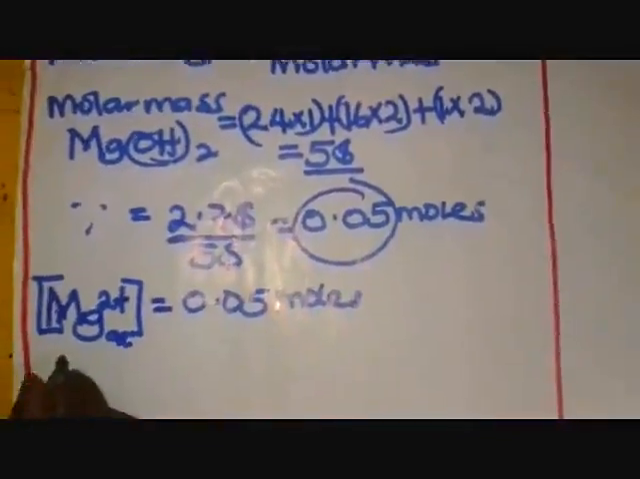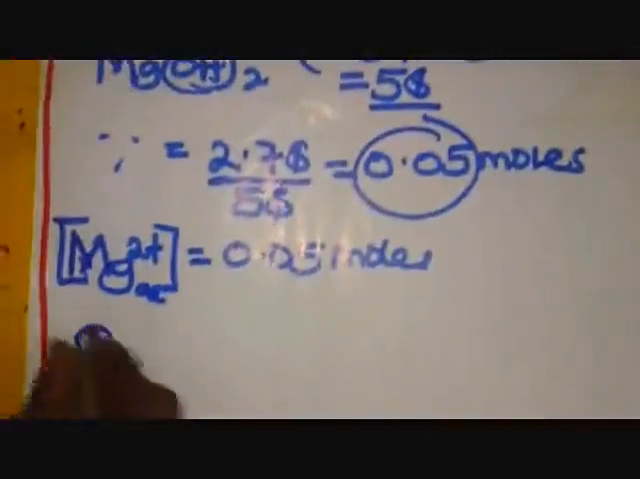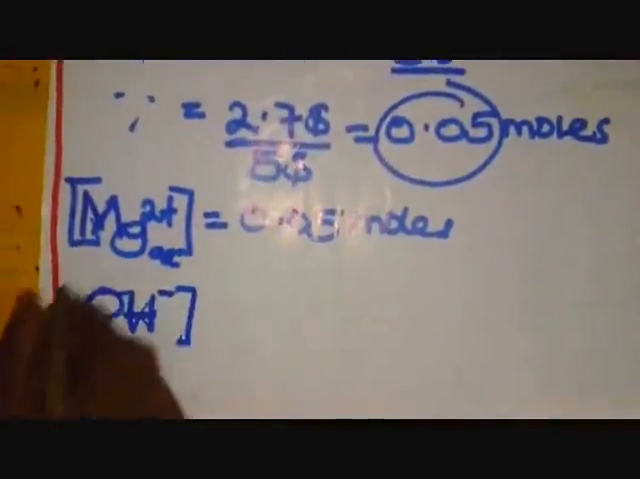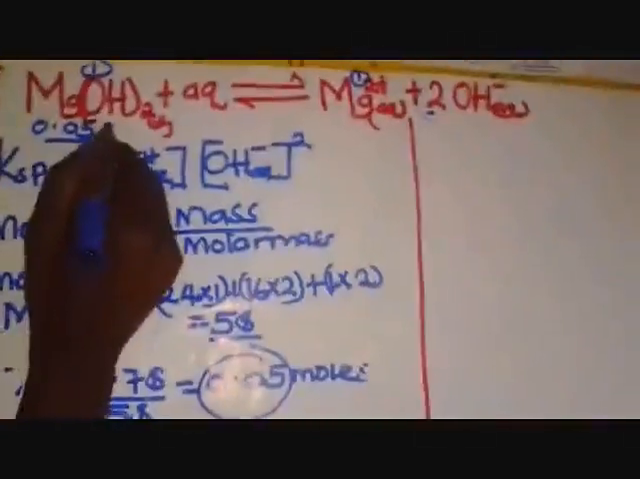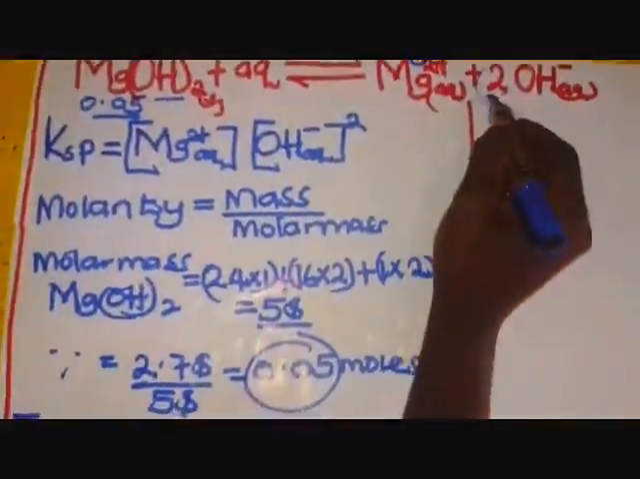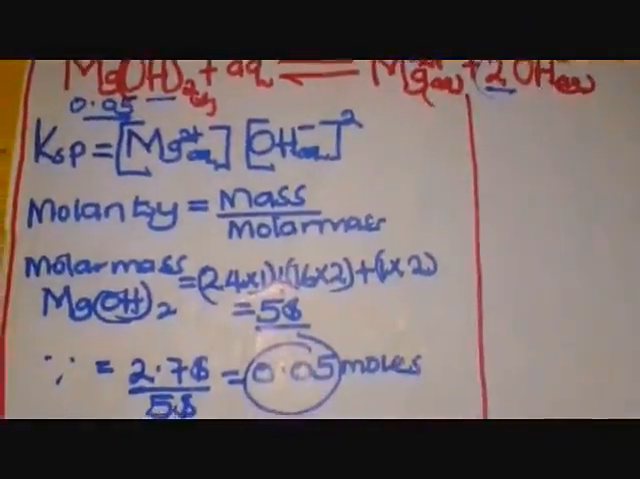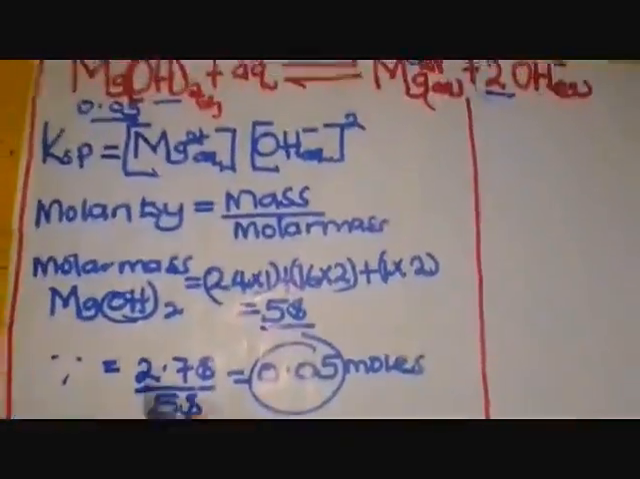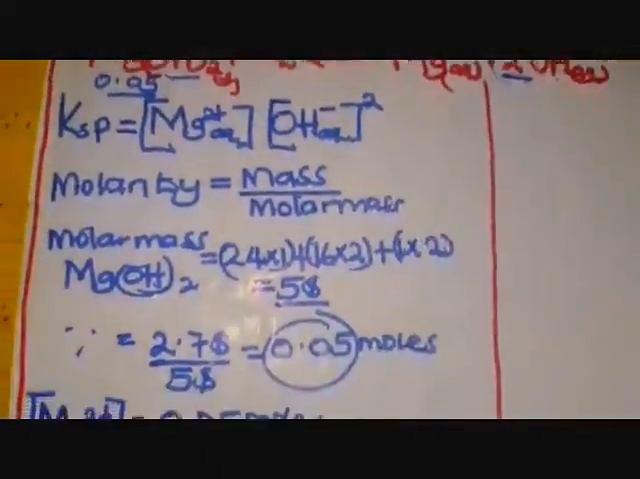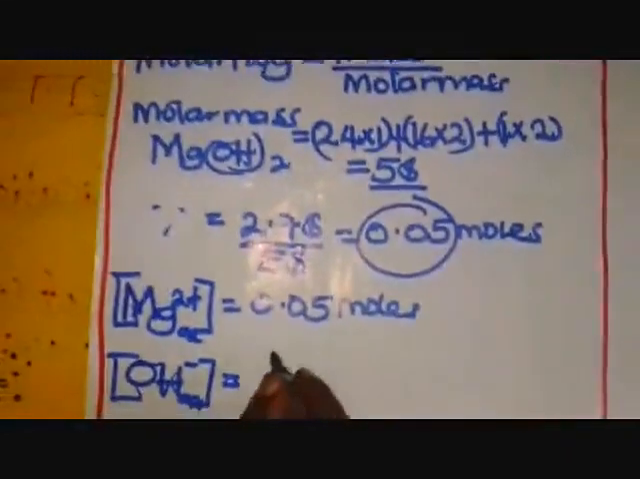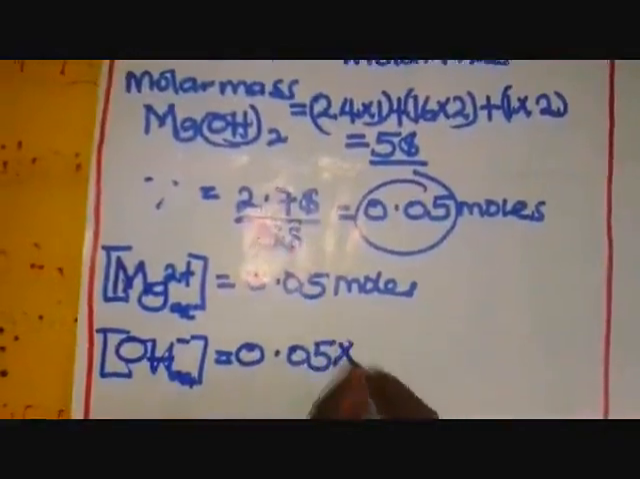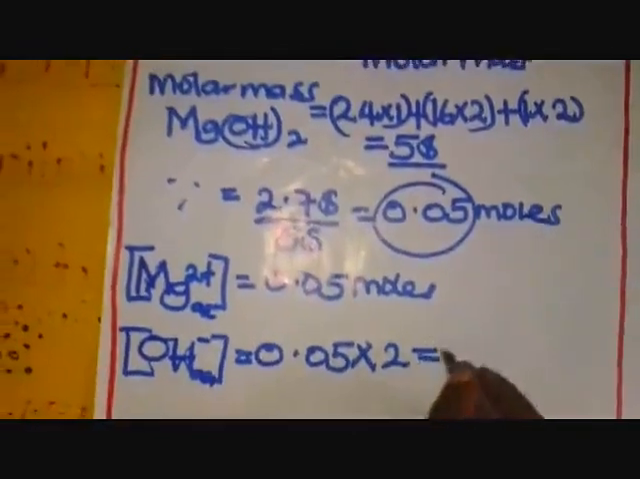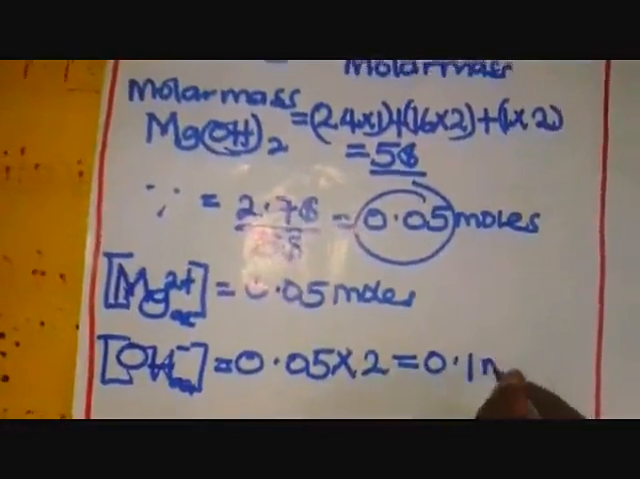Then from there we shall solve for the concentration of hydroxyl ions. When you go back to our equation, you find that 1 mole of magnesium hydroxide produces 2 moles of hydroxyl ions. This implies that since 1 mole of this produces 2, to get the concentration of hydroxyl ions, we shall multiply by 2. So we take the concentration of magnesium hydroxide times 2. When you multiply by 2, we get 0.1 moles still.